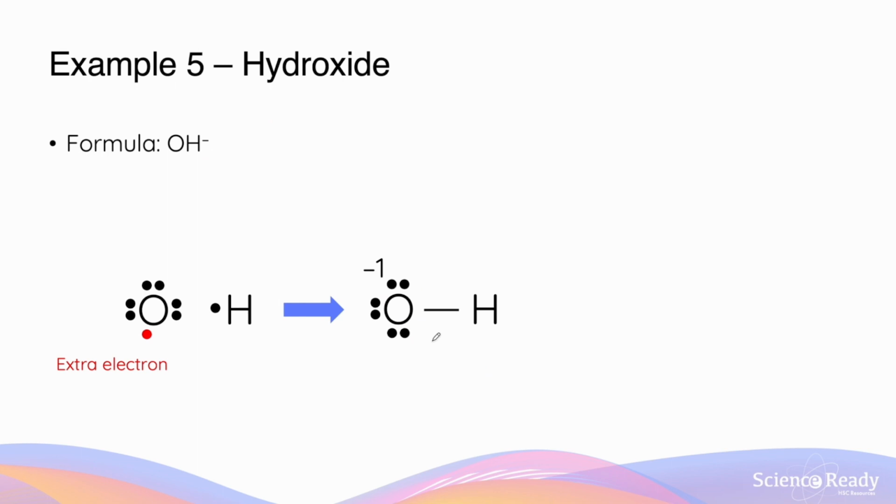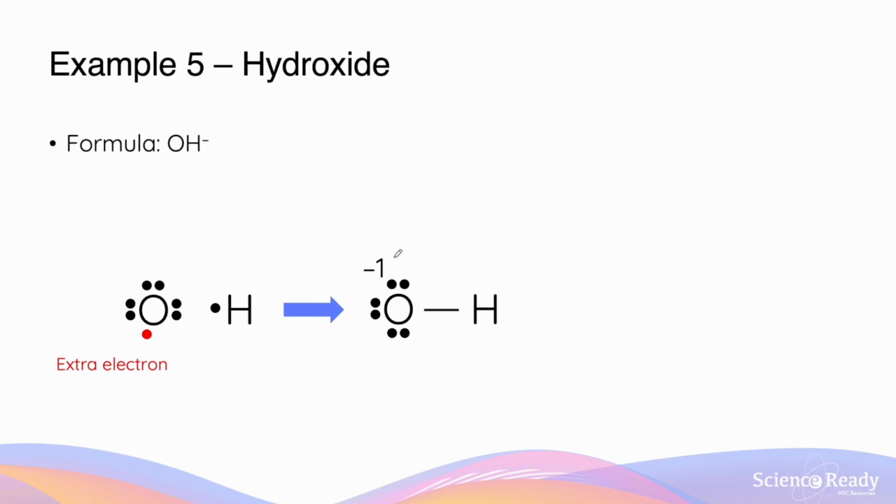The next step is to calculate and minimize the formal charges. For oxygen, the formal charge will be 6 valence electrons minus 6 non-bonding electrons minus 1 bond, which gives a charge of -1. And for hydrogen, we start with 1 electron minus 0 non-bonding electrons minus 1 bond, which gives a formal charge of 0. In this instance, because the overall charge of the hydroxide ion is -1, we should leave the formal charge of oxygen as it is.